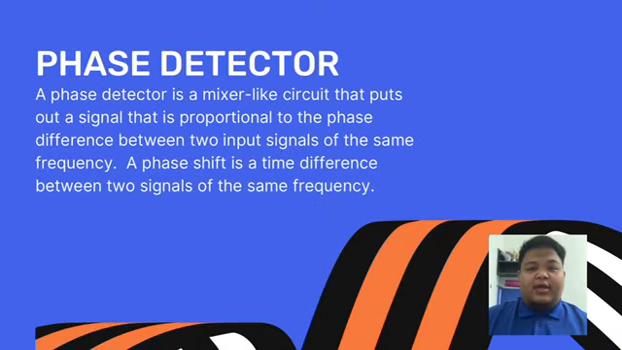A phase detector is a mixer-like circuit that puts out a signal that is proportional to the phase difference between two input signals of the same frequency. A phase shift is a time difference between two signals of the same frequency. The phase detector is based around two types of flip-flop and NAND gate. There are a number of slightly different variants.